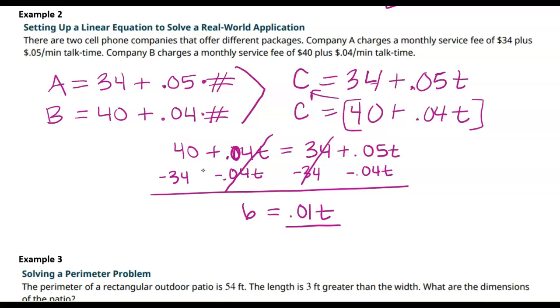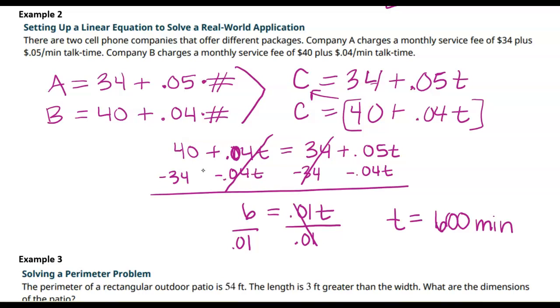And then I divide by 0.01. You can use a calculator if you need to, but 0.01 is 1/100th. And so if I divide by 1/100th, that's the same as multiplying by 100. And so our talk time would have to be 600 minutes in order for these two plans to be equal to each other. Now, I believe the example just wanted us to be setting this up. There wasn't a question of where to go from here, but that's where the intersection point between those two company charges would be.